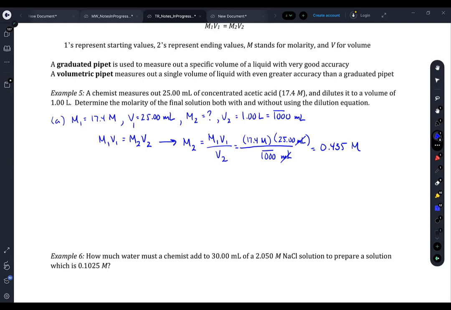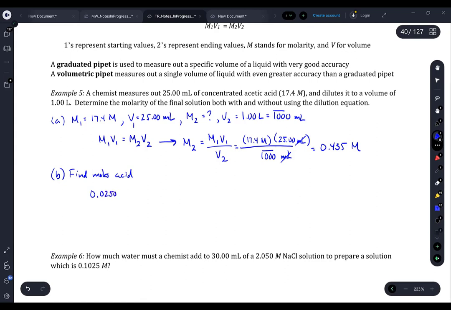The other way to do it, and I used to only like it this way, but for some reason I just changed my mind and decided to get rid of it. But the other way to do this is to say, well, molarity is moles over liters, right? So let's find the moles of the acid. And how could I do that? I started with 25 milliliters, correct, which is 0.02500 liters of the acetic acid.